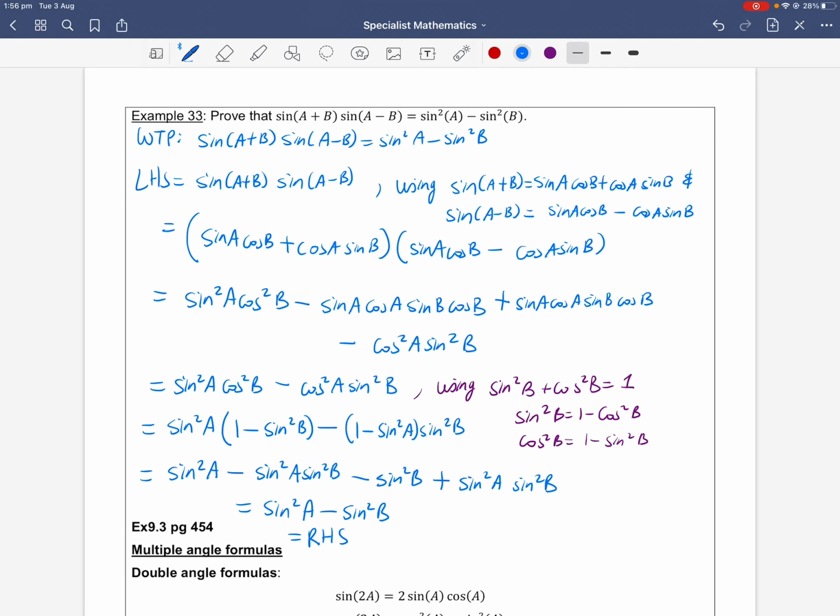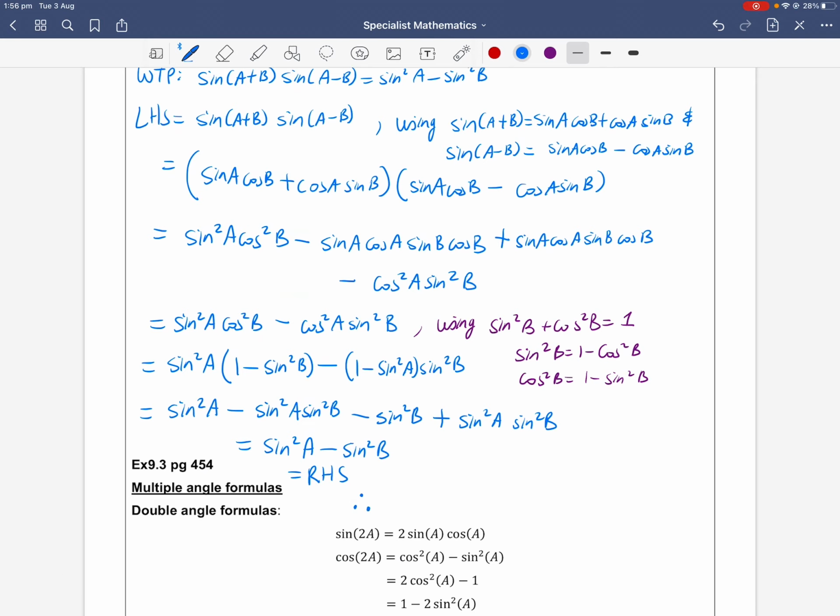which is exactly what we wanted in our right-hand side. So that equals right-hand side. So we can finish our proof with a therefore statement. Therefore, sine of a plus b times sine of a minus b is sine squared a minus sine squared b.